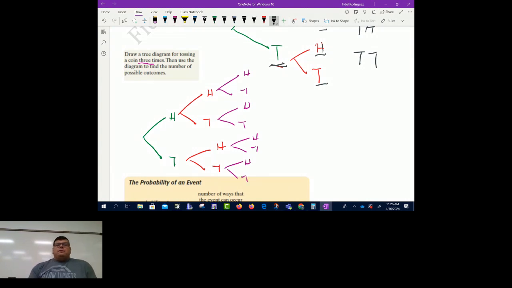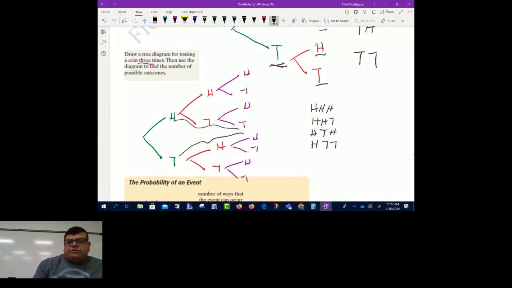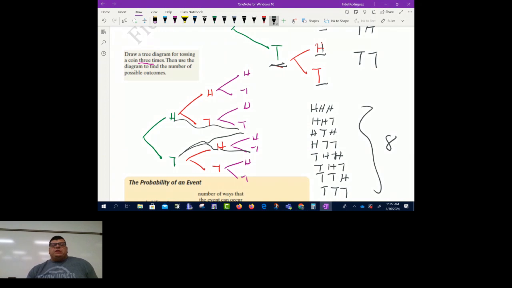And then again, y'all, I'm going to follow along each of the branches and figure out the total number of outcomes. So we can have a heads on all 3, a heads, heads, and a tails, a heads, tails, and a heads, a heads, tails, and a tails. And again, y'all, I'm just following the branches, right? Or a tails, heads, and a heads, or a tails, heads, and a tails, or a tails, tails, and a heads, or a tails, tails, and a tails. So we got 8 different possibilities here, okay?